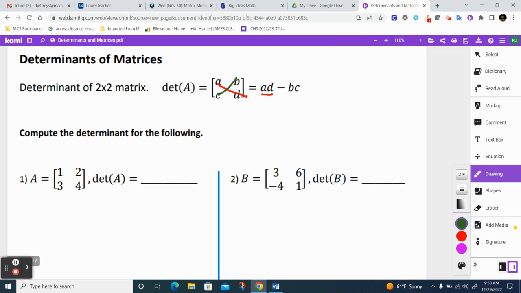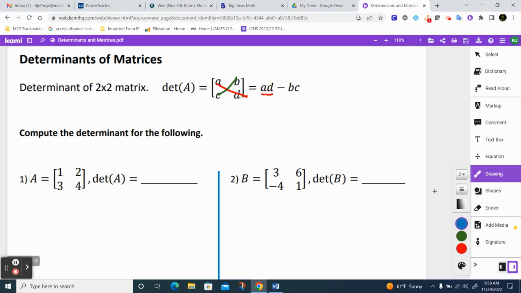Let me go ahead and say this. It's always subtract, and it's always in diagonals. Everybody asks that all the time. So let's look at this one.